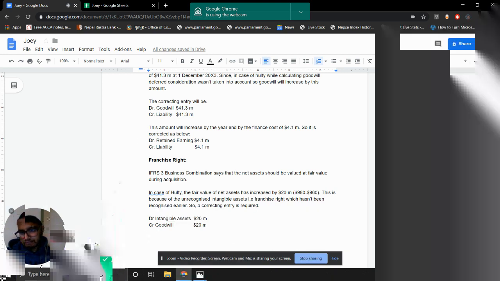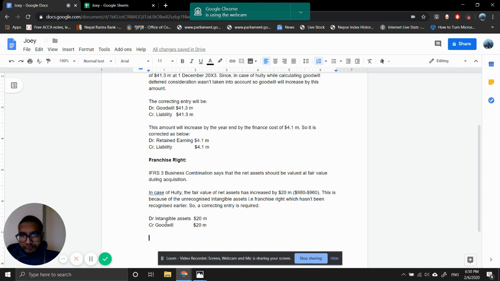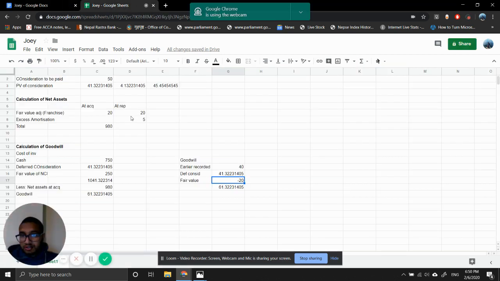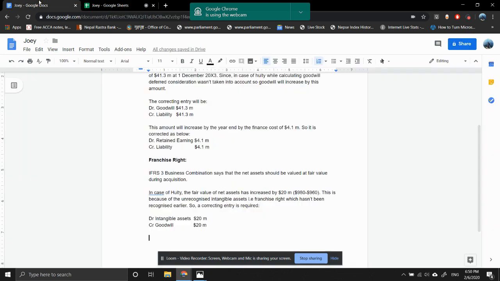Anything else? Yes, there is something else. So there will be excess amortization as well, right? Since it is a subsidiary, this will be divided into two. So this figure should be divided into two. That means 50 into 0.8, and then another will be for NCI. This minus this. NCI, parent, right?